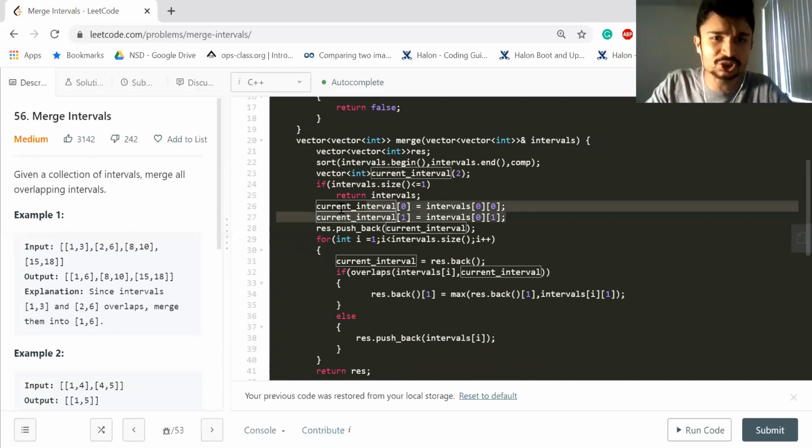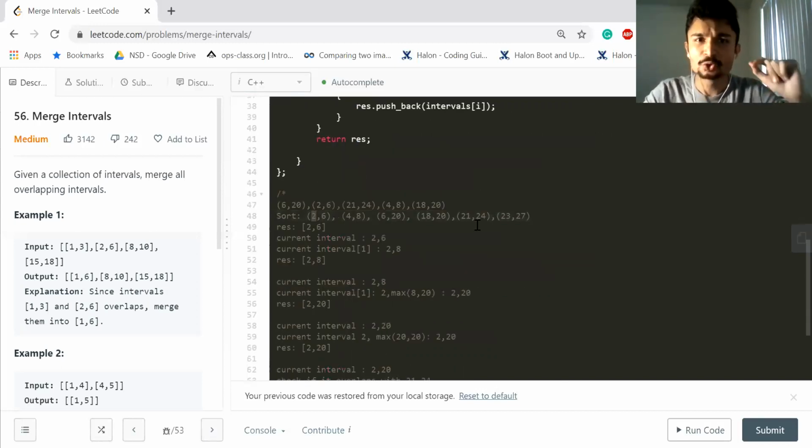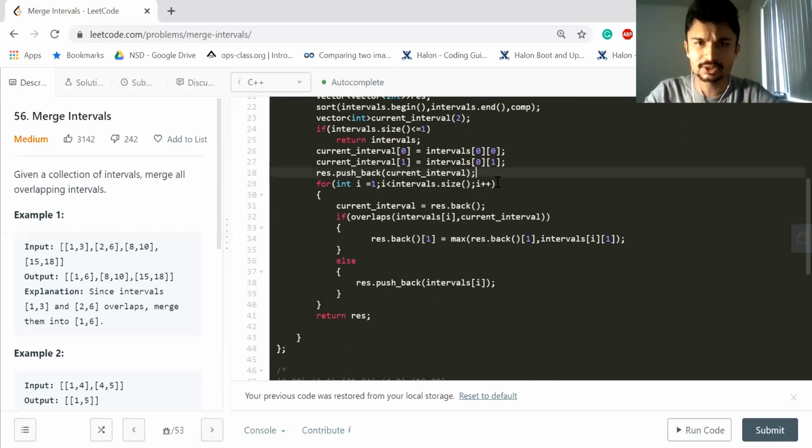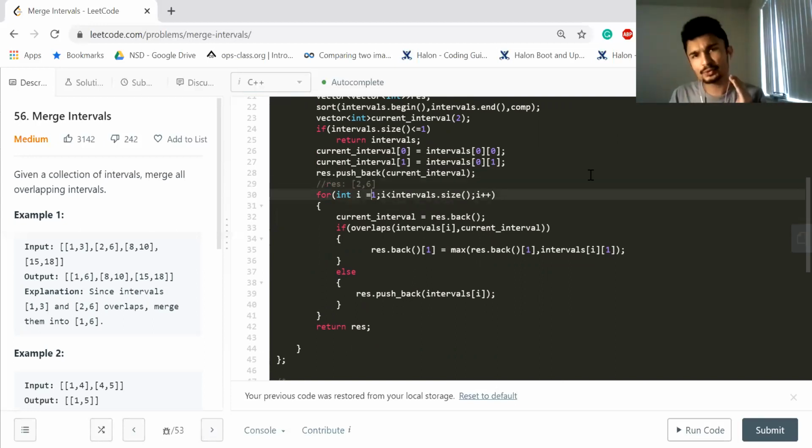So that's what these two lines do. Next is result.push_back(current interval). What do I mean? This first interval, which was 2,6 in our case, would be pushed back into my result. So the result as of now contains 2,6.